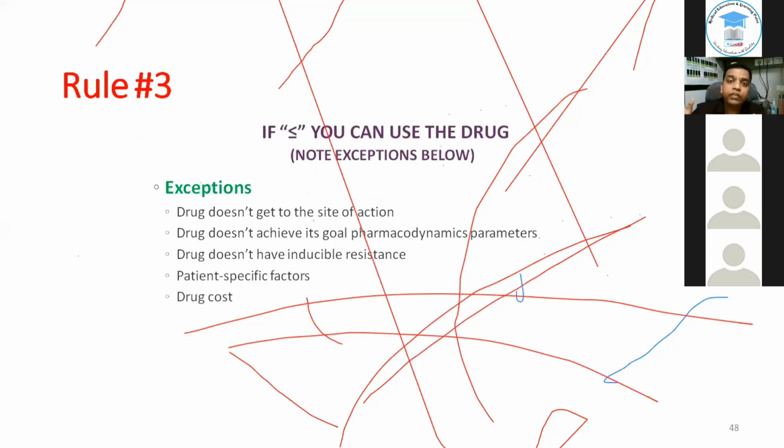Third, if the MIC is less than or equal to the breakpoint, then you can use that drug. However, exceptions should be noted. If the drug doesn't get to the site of action, then even if it is sensitive, it should be avoided. If the drug doesn't achieve the goal pharmacodynamic parameters, then it should be avoided. If the drug has inducible resistance, it should be avoided. Patient-specific factors and drug cost should be taken into account.